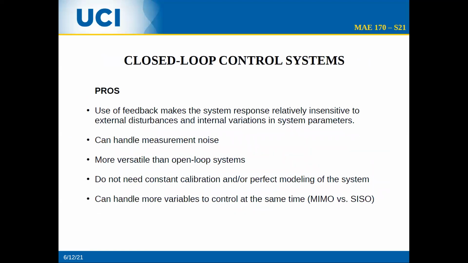What are the pros then of closed loop control systems? Well, they're relatively insensitive to external disturbances and internal variation in the system parameters. They can handle measurement noise. They are more versatile than open loop systems. They do not need constant calibration or perfect modeling of the system, and can even handle more variables to control at the same time. Multi-input, multi-output is also known as MIMO, and SISO is single input, single output. In this course, we'll just focus on single input, single output control systems.